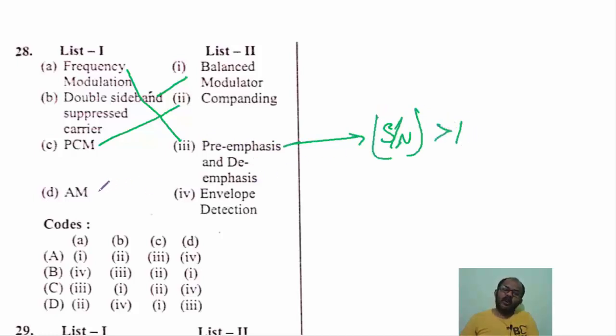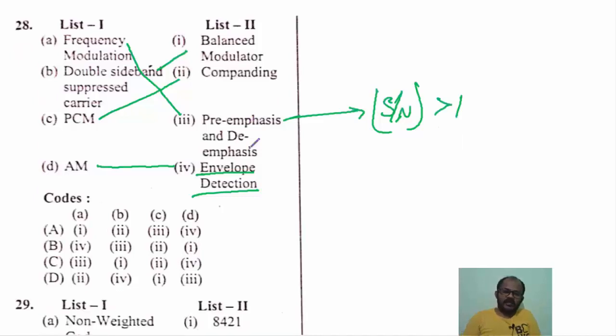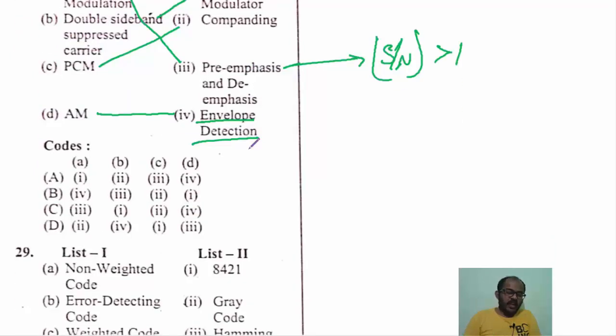And amplitude modulation, the simplest demodulator circuit will be envelope detector. We will be having 3 demodulator circuits. The first one is square law demodulator, and the second one is envelope detector, and the third one will be synchronous detector. So based on this, if I am choosing, I will be getting option C as correct.